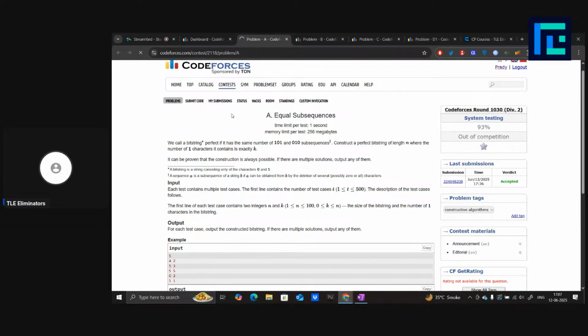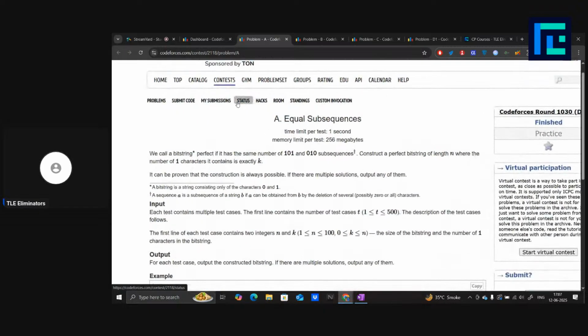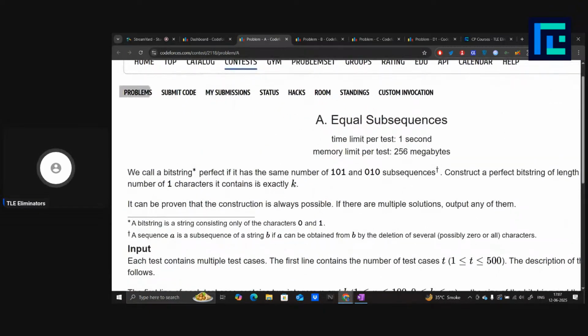Otherwise, you can't solve it. I think basically the main observation here is that there can be zero also. The number of 101 and 010 as subsequences should be equal, and it can be zero as well. It is possible that there are zero 101 and zero 010, and even in that case, it is fine.